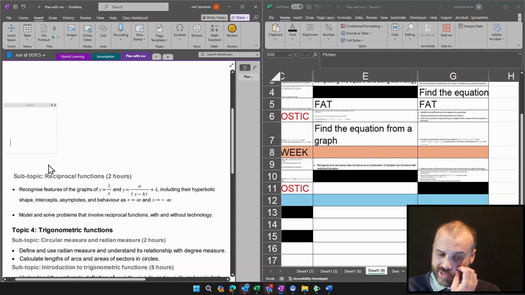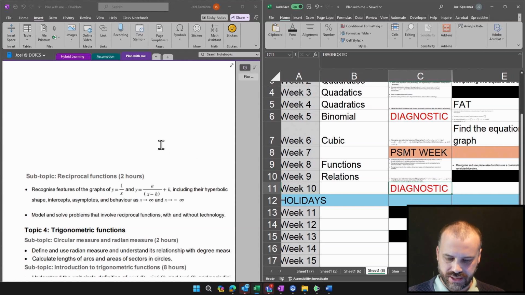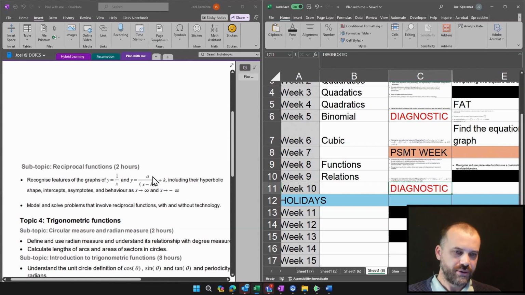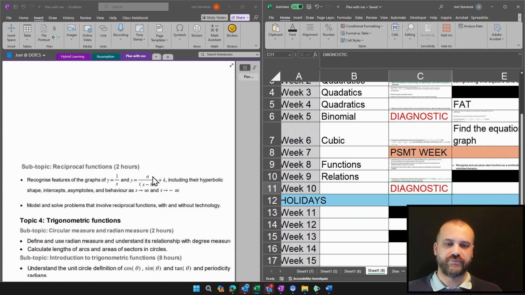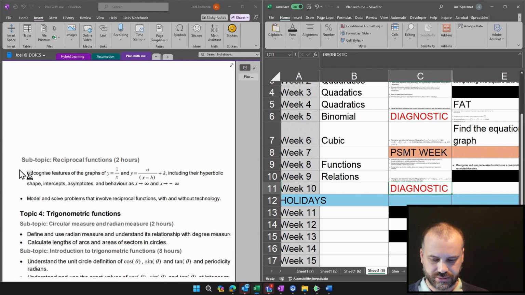And then finally, we've got another little diagnostic here at the very end of the term. And then we can finish off with reciprocal functions. By now we should have the language of find an x-intercept, find a y-intercept. H and K are some sort of magical key point, in this case our asymptotes. So I feel like we can knock this over, we're literally just sketching this graph. I feel like this is a one lessoner.